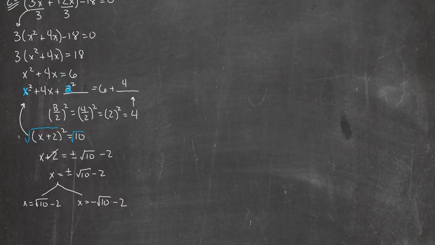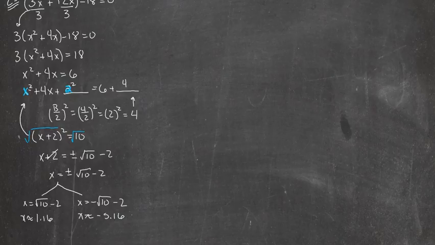Now, this in my world is the complete answer. I don't need any more. I like it looking just like that. But suppose you need to know kind of what it really is. You can put this into your calculator and take the square root of 10 and then subtract 2. And what you get is 1.16. I don't really like decimals all that much, but if you need the decimal, it's easy enough to do. And then I can put the other one, negative the square root of 10, take away 2, and that equals negative 5.16.